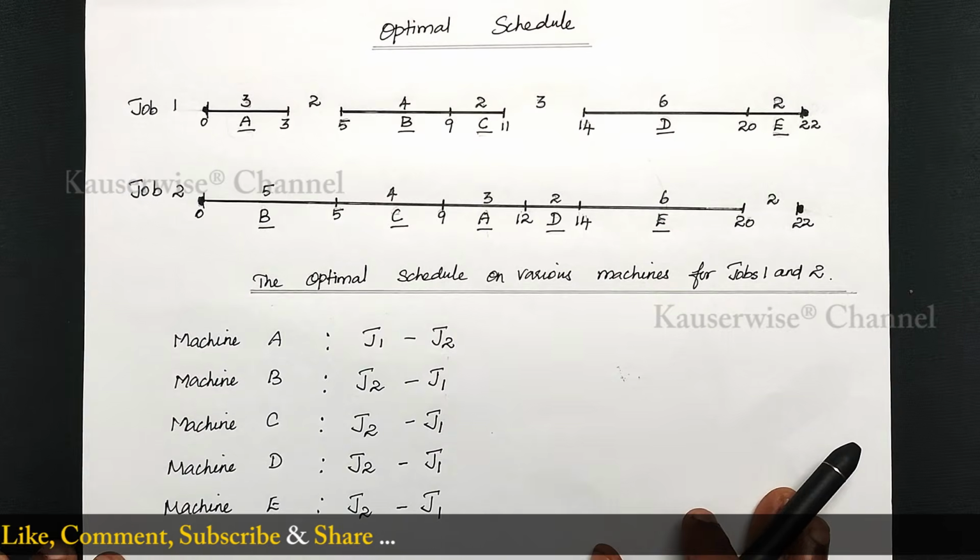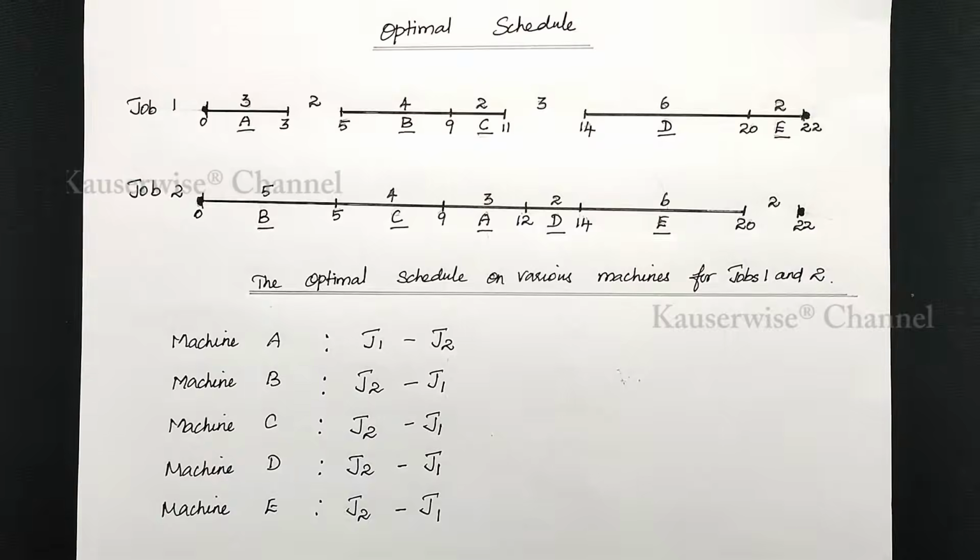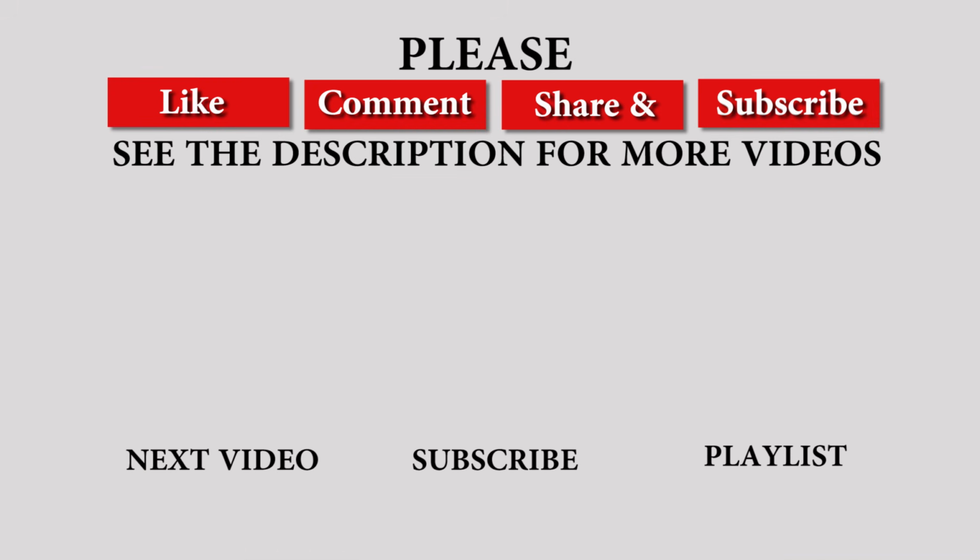So this is the way to solve processing two jobs through M machines. In the next video, we are going to see processing N jobs through M machines.